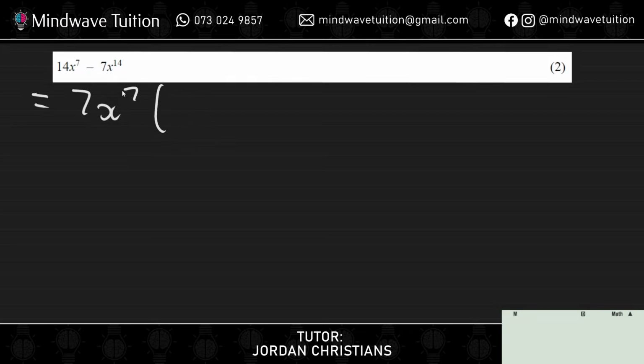So since we take out 7 from 14, that leaves us with 2, and since we take out x to the power of 7, the 2 stays on its own. We take out a positive 7, so that leaves the negative inside, and we take out 7, so it'll be technically a 1. And we take out x to the power of 7, so that leaves us with 7 more x's inside. And so the final answer will be 7x to the power of 7 times (2 minus x to the power of 7). Again, only one line of work with 2 marks.